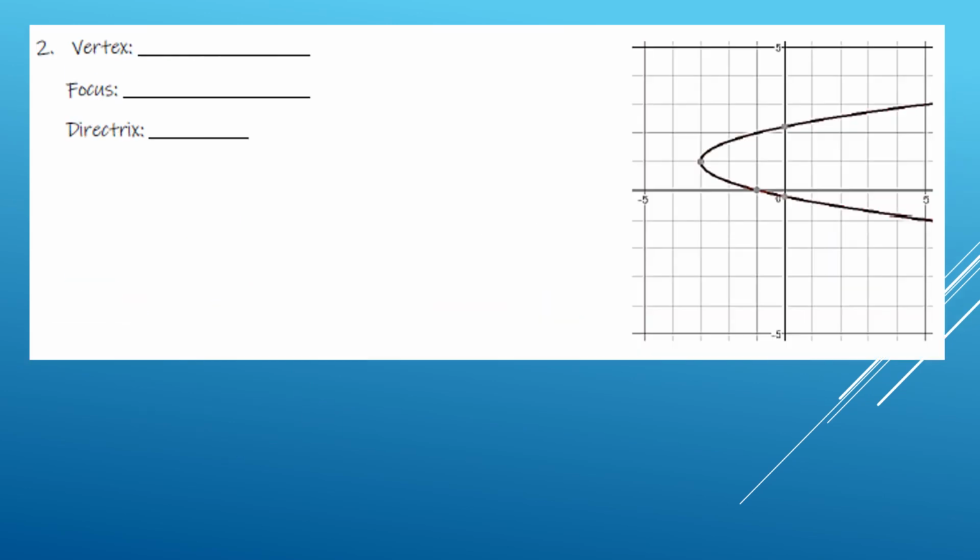Let's move along. Right, our next one, we're doing the exact same stuff. So given a graph, this is pretty nice, we can find the vertex and we can look at the direction that it opens. So in this case, my graph is opening to the right. That means that my a value is definitely positive. And because it opens to the right, it has to be an x equals equation.